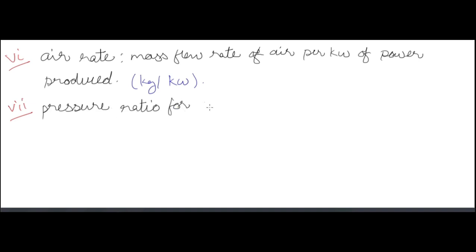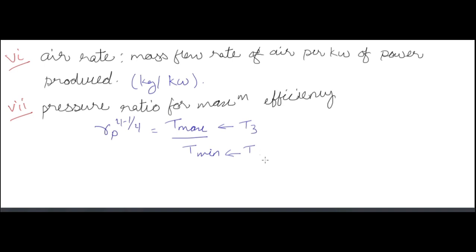Now the pressure ratio for maximum efficiency. The pressure ratio Rp for the maximum efficiency would be Rp to the power gamma minus 1 is equal to Tmax by Tmin. Tmax is T3 and Tmin is T1. T3 is the temperature after the heat addition, and T1 is the initial temperature before the compression. Now the pressure ratio is only Rp, not Rp to the power gamma minus 1 by gamma. You will get this Rp value for maximum efficiency.